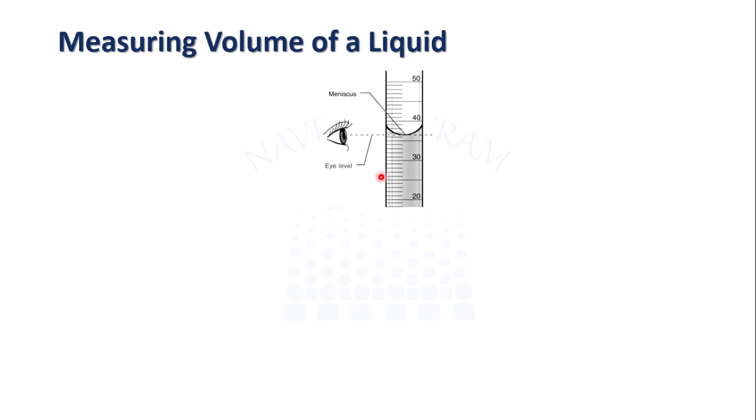Second thing you have to pay attention to is the meniscus. Whenever a liquid is poured into some cylinder or some tube, due to adhesion and cohesion, the upper surface of the liquid becomes curved. This is known as meniscus.